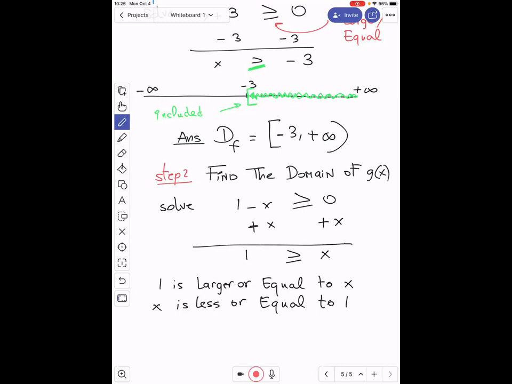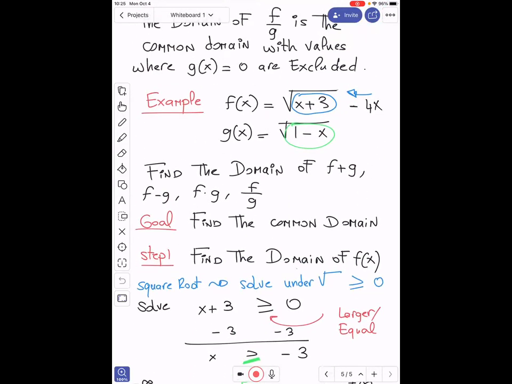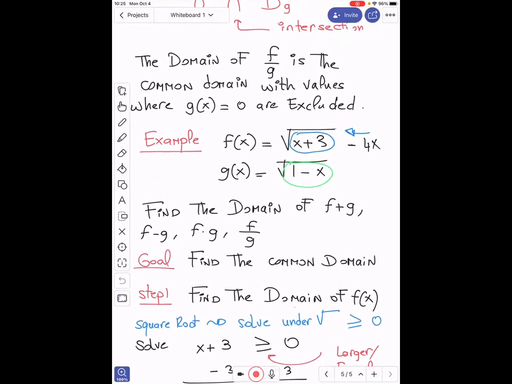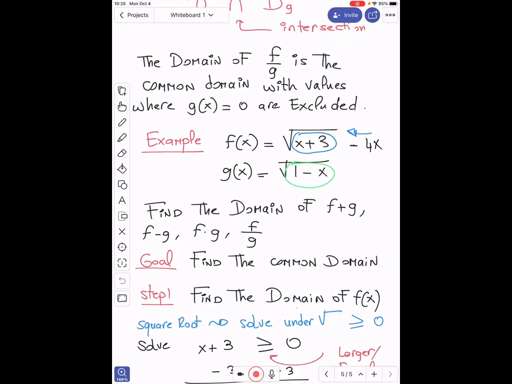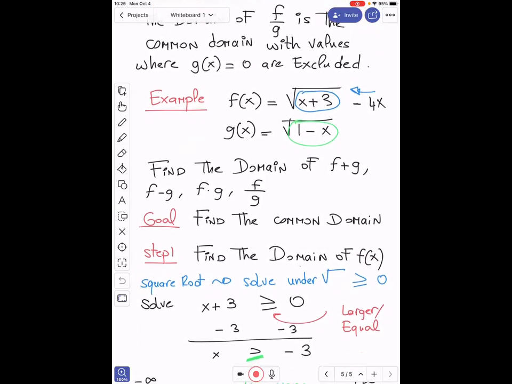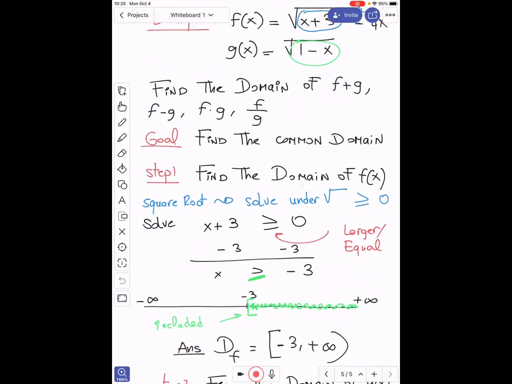It's just the same thing, right? Excuse me, Professor. Yeah, please. Maybe I missed something. The g of x is square root of 1 minus x. I wrote it down wrong. No problem.